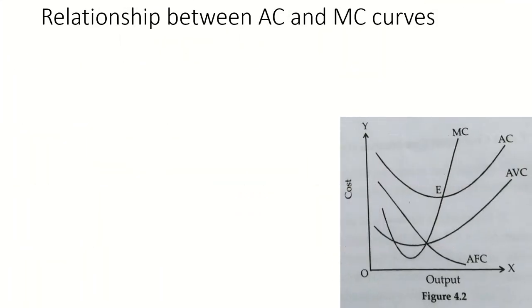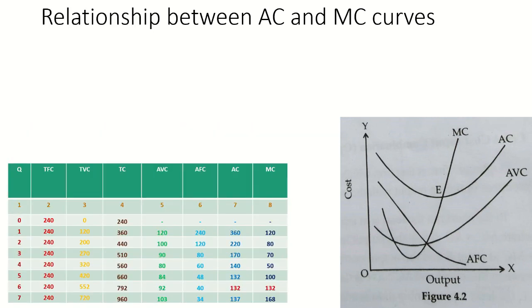Okay. Next point is the relationship between the AC and the MC curves. For proving this relationship between the AC and MC curves, we need two things, that is the graphical representation and also the tabular representation. First thing is that AC is falling. At that time, see the MC is less than the AC.